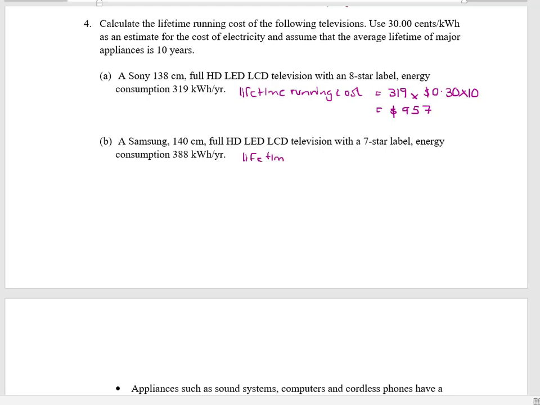So I'm going to do exactly the same for the next one. So what you could do is pause the video and see if you can do it without me. So the lifetime running cost is going to be, in this case, same thing, 388 times 30 cents times 10 years. And I end up with this television costing me $1,164.